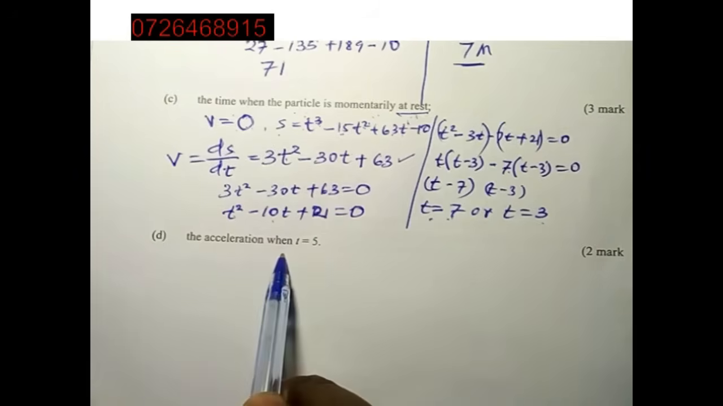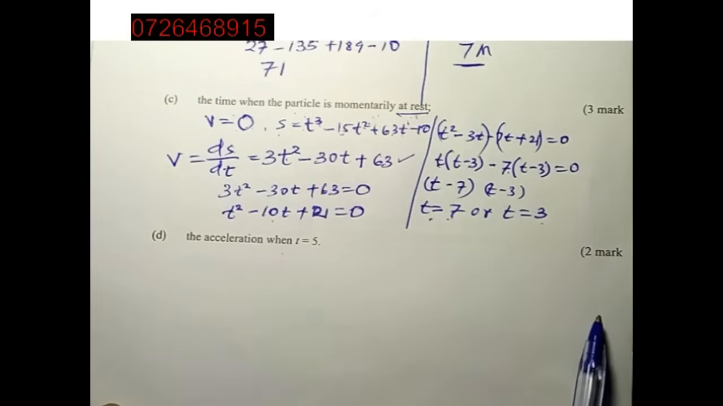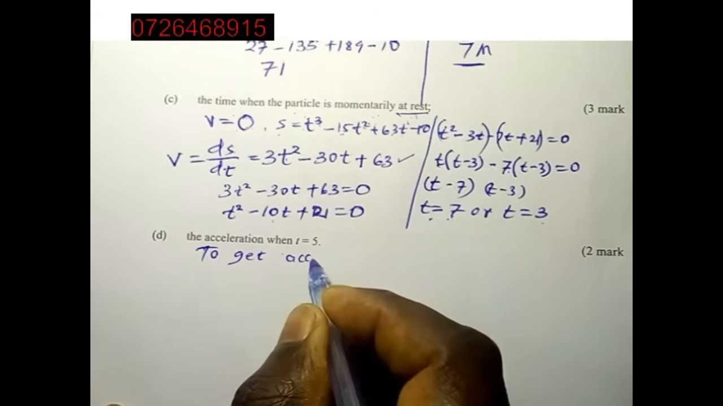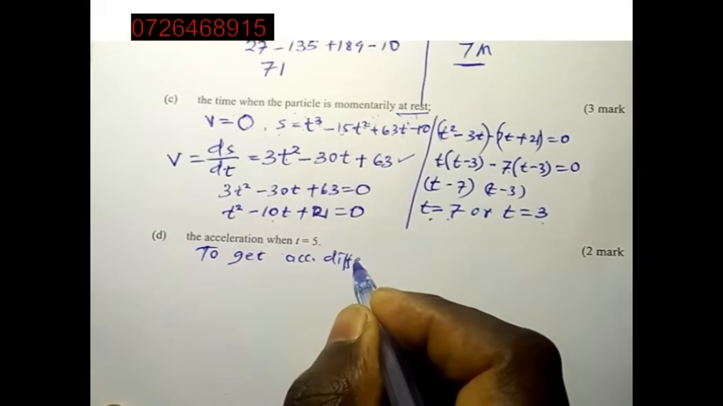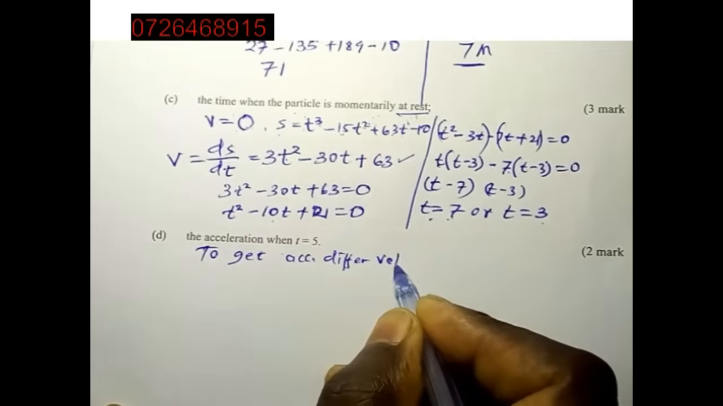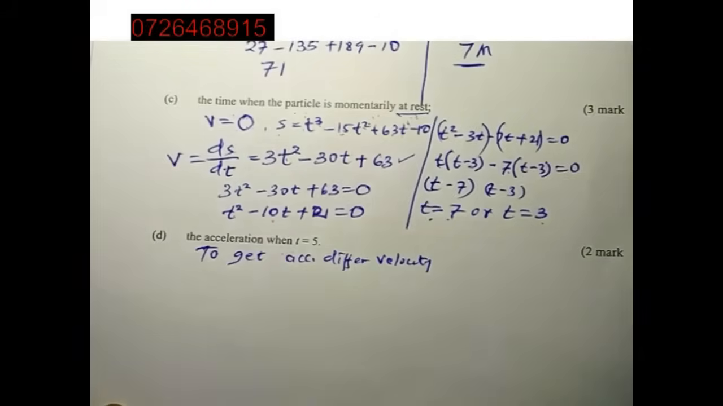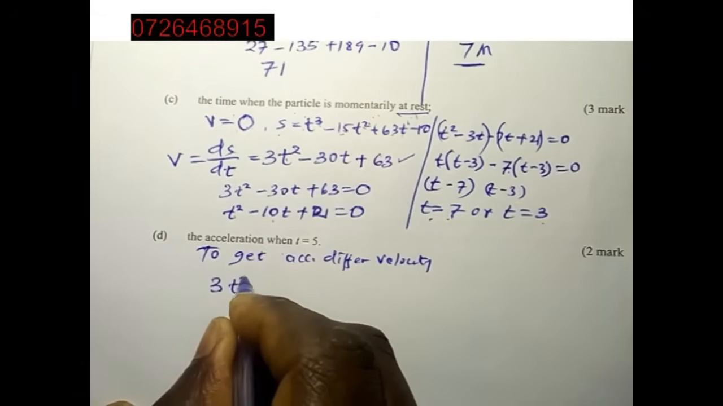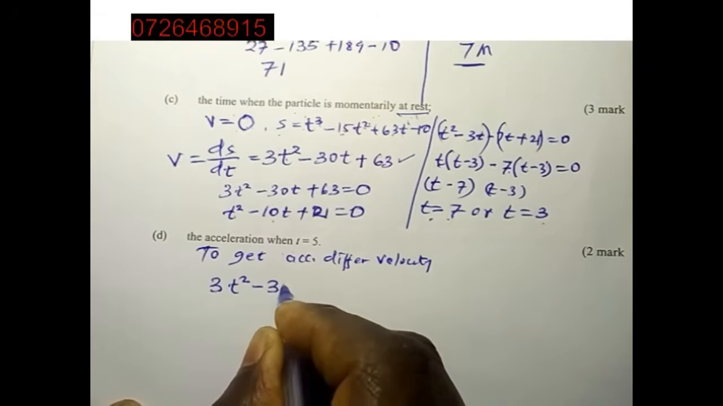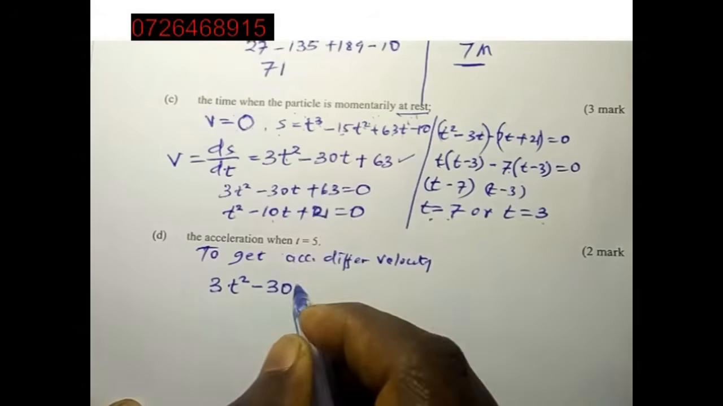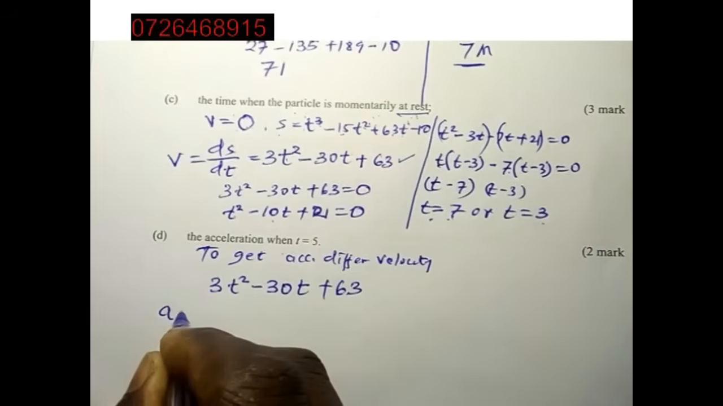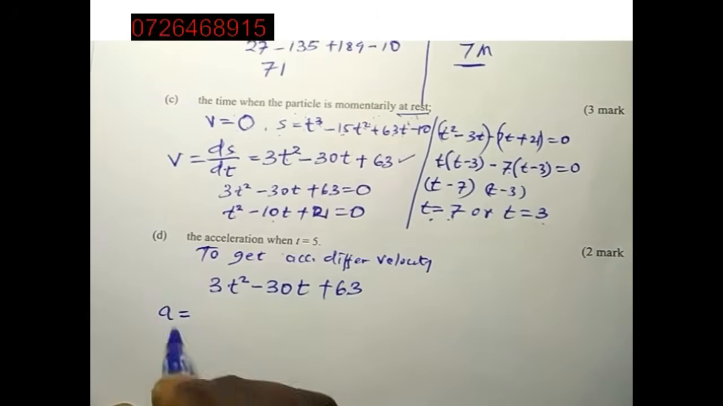The acceleration when t is equal to 5. To get acceleration, you differentiate what? Velocity. You differentiate velocity once and you get acceleration. So our velocity is 3t squared minus 30t plus 63. So acceleration a is equal to the derivative of this.